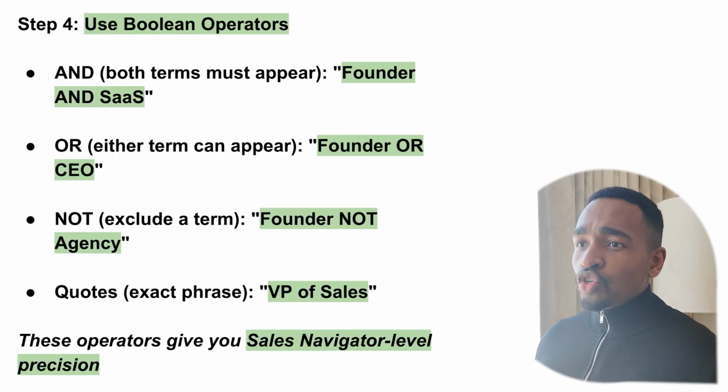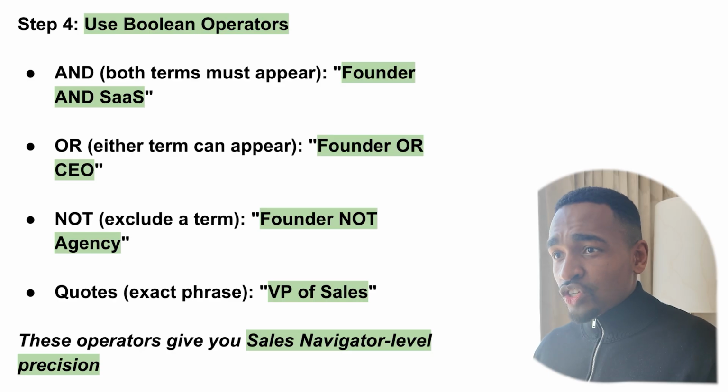Now, the fourth step is to use Boolean operators. So this is where you get Sales Navigator level precision for free.